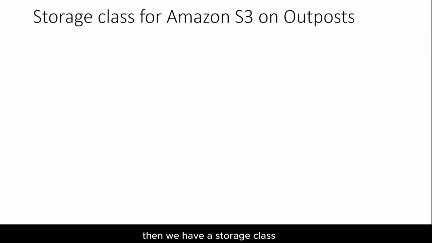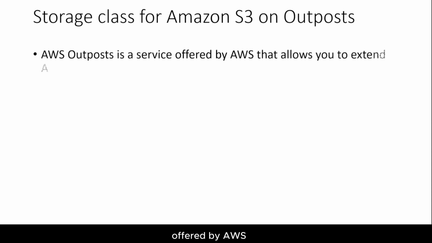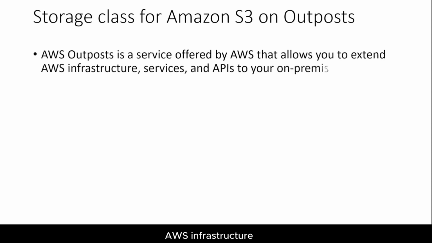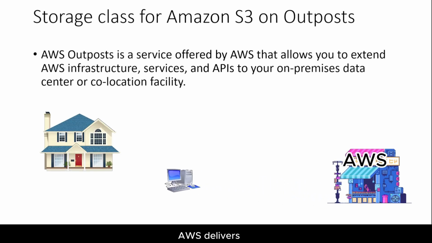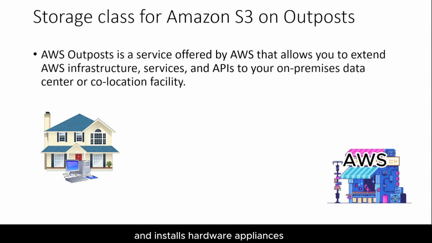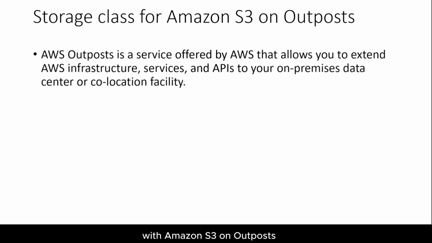Then we have a storage class for Amazon S3 on Outposts. AWS Outposts is a service offered by AWS that allows you to extend AWS infrastructure, services, and APIs to your on-premises data center or co-location facility. Basically, AWS delivers and installs hardware appliances at your on-premises location and then configures, manages, and monitors the AWS services running on those appliances. With Amazon S3 on Outposts, you can create S3 buckets on your AWS Outposts resources and store and retrieve objects on premises.